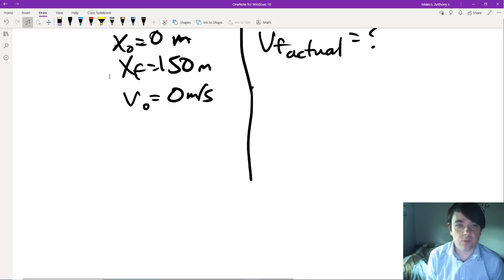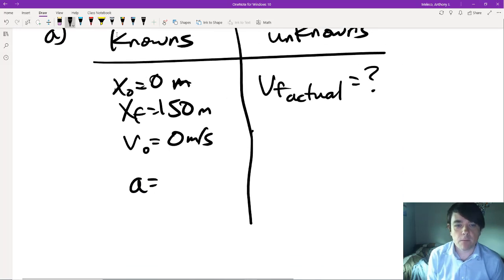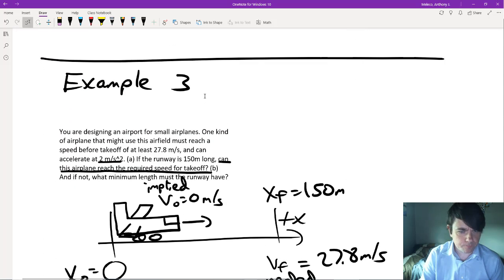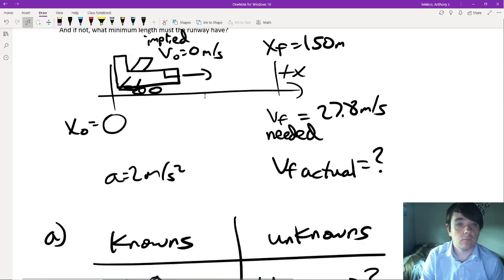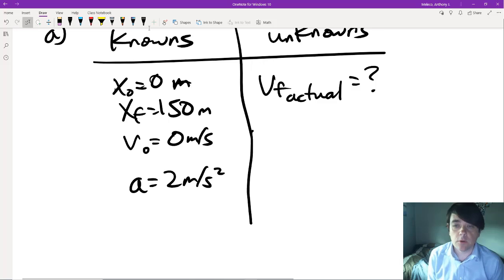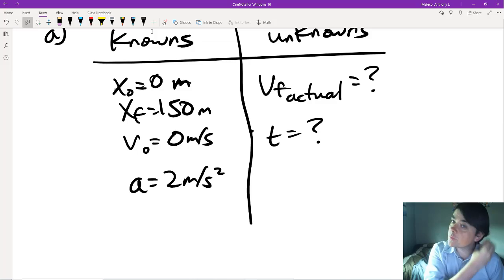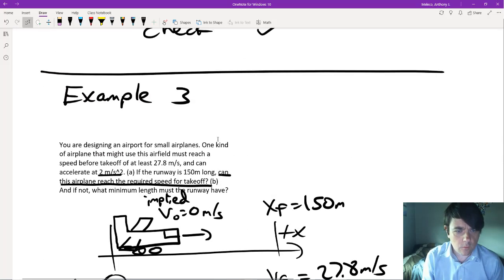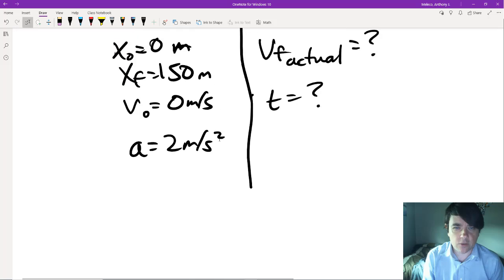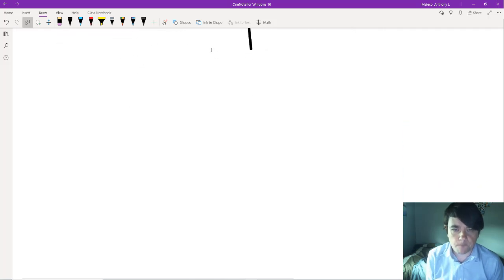Acceleration, we know, 2 meters per second squared. And the time, do we know anything about time? No. There's nothing here that implies time. So we don't know the time that this takes, which is different than the other problems we've done so far. So let's go ahead and find an equation that works. We need V final. So there's 2 V final equations. I'll start with this one and see if this works.